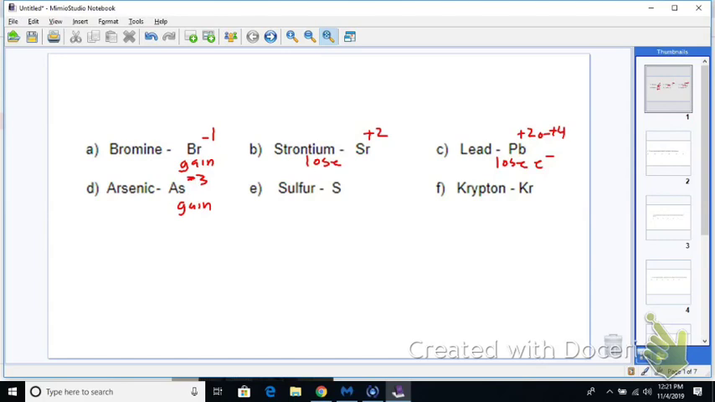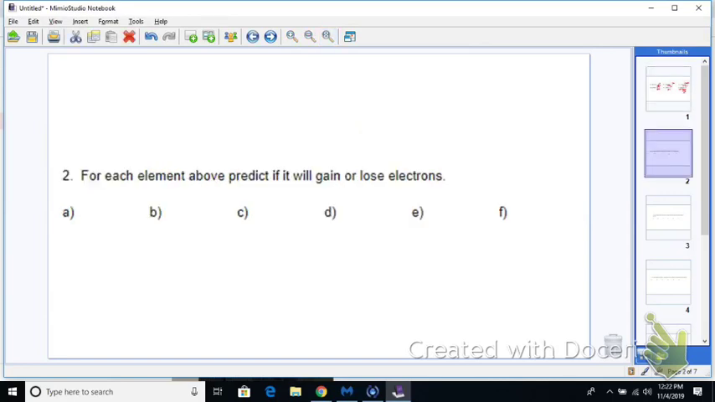Sulfur is on our charge sheet. It's under the -2 column, and it's a -2, so that would gain electrons. And then krypton is not on our charge sheet, but it's on the periodic table, and it's 0. So it will not lose or gain electrons. So that's what its tendency would be, not to lose or gain electrons. Okay? That was for number 2.